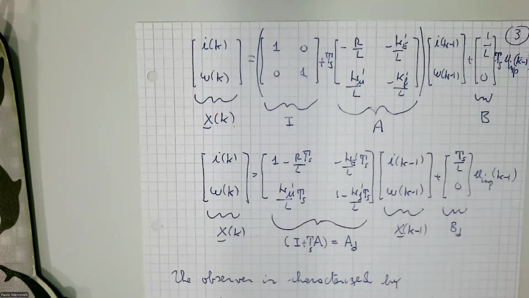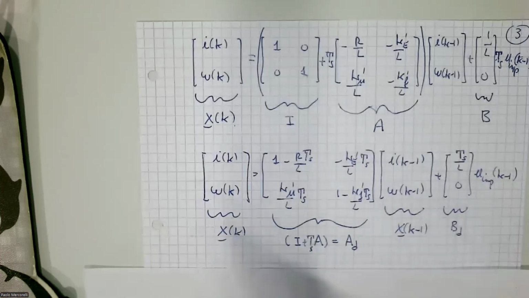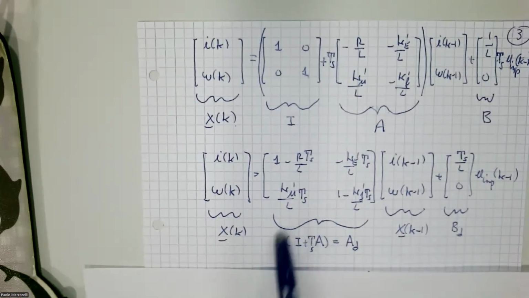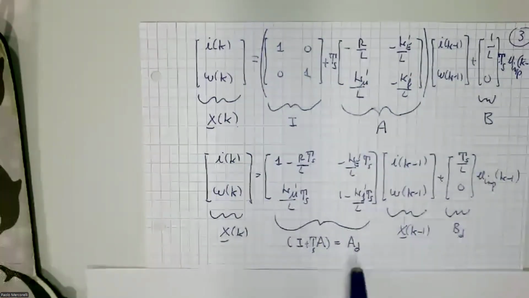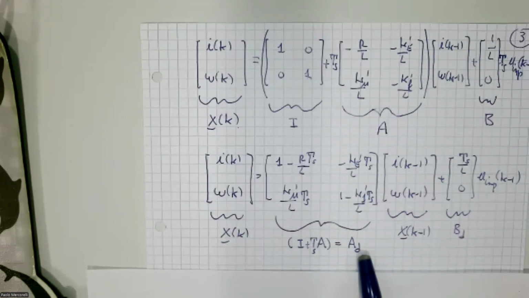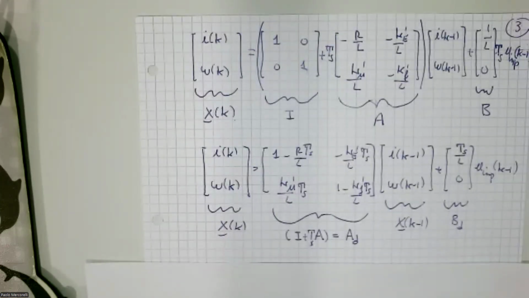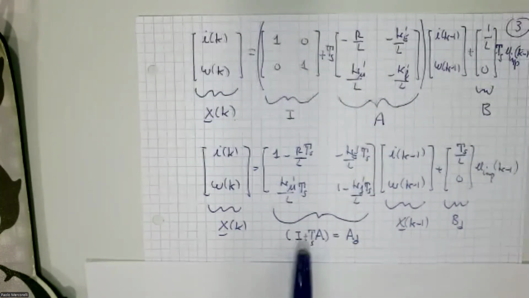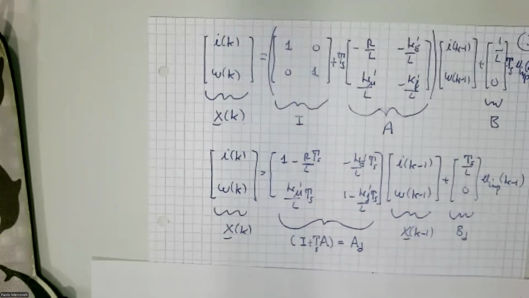Doing some easy calculations based on the algebra of matrices, I will obtain this, in which I point out explicitly this AD, discrete, sometimes AK, I also used AK, depending on the books, because the lectures came from different books or documents with different notations. Working with different notations, in my opinion, helps to be flexible. Anyway, the identity matrix plus Ts multiplied by A equals my AD, the discretized matrix.